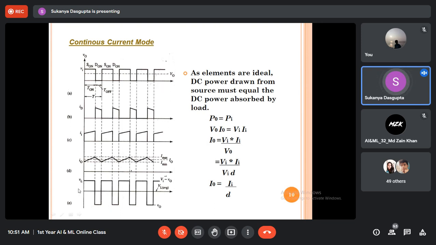And the last waveform is the voltage across the inductor. The voltage is positive across the inductor whenever the switch is closed, and why? Because it has changed its polarity for the off-time period of the switch.